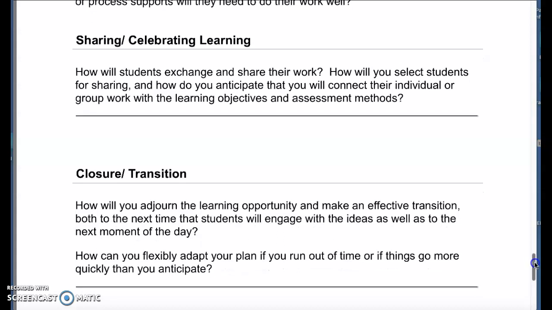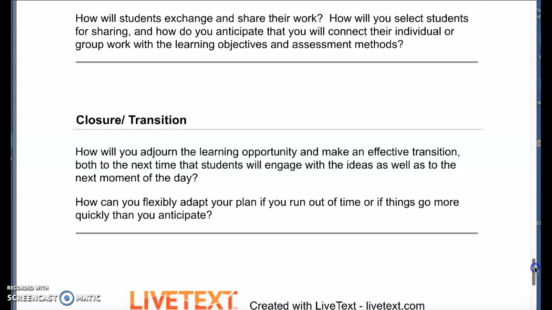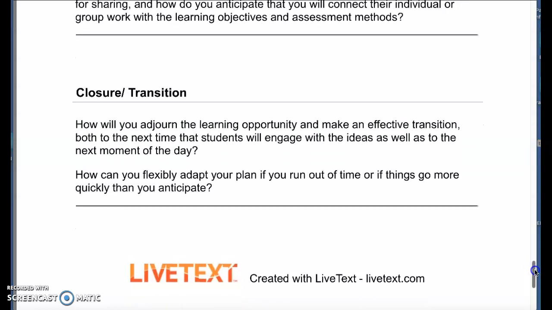And then closure and transition. How are you going to wrap up this learning opportunity and make an effective transition into the next area of learning? And then the last section down here is really important. How can you flexibly adapt your lesson plan if you run out of time? So when is another time where you could finish this lesson or make sure students have time to finish the task part of the lesson?